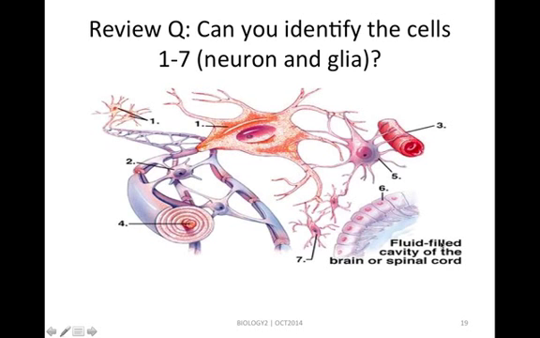Okay, so this is one of the mail quiz questions. Can you identify the cells labeled 1 to 7 in the diagram here? And a second question is, do you think this diagram is representative of the CNS or PNS? That's the end of lecture 4.2.